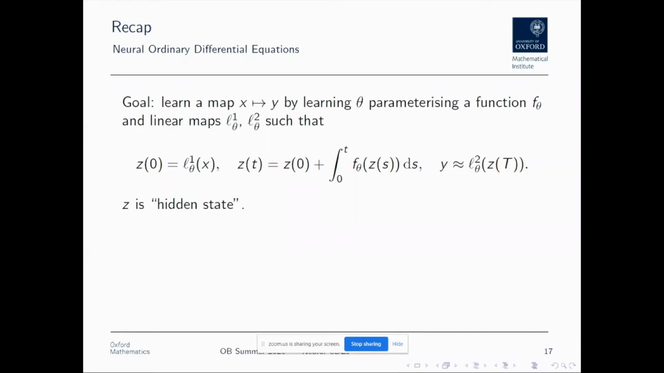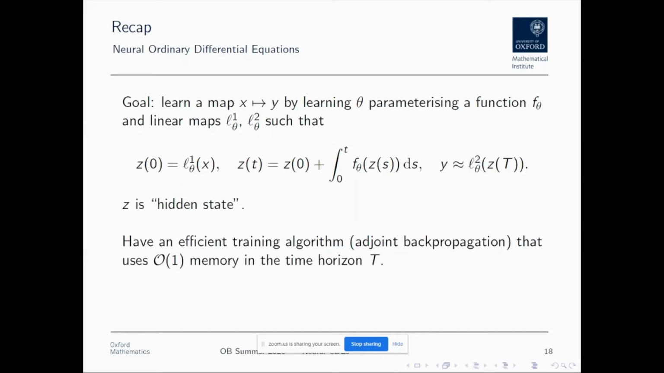And the reason these are kind of cool is that they have this efficient training algorithm called adjoint backpropagation, where normally, if you have this time horizon capital T, then you expect to have to use order T amount of memory to record everything that happens on your forward pass, so that then subsequently, when you want to propagate your errors in the backpropagation and the backward pass, you can then work your way backwards through the computation.